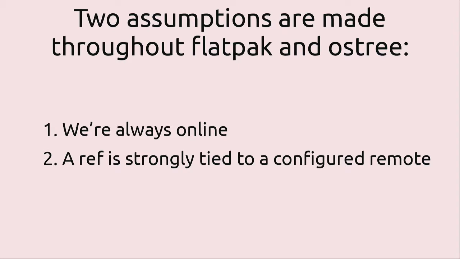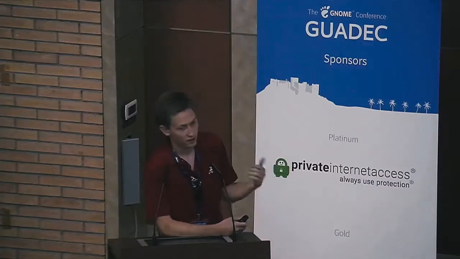The reason that we've needed to make those changes is that throughout those two code bases, the assumption is made that you're always online, and the assumption is made that the apps that you have are strongly tied to a remote that you have configured. So, the way OSTree works is that you configure a bunch of remotes, like one is FlatHub and one is maybe the Endless remote, and then you install things from them.